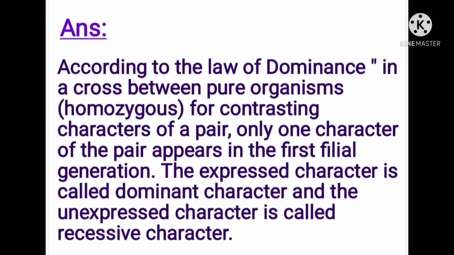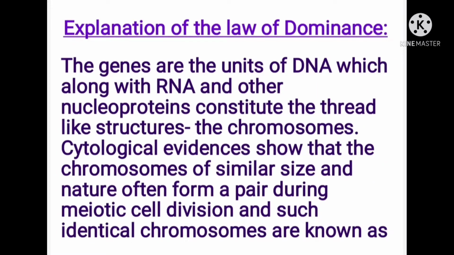Answer. According to the law of dominance, in a cross between pure organisms for contrasting characters of a pair, only one character of the pair appears in the first filial generation. The expressed character is called dominant character and the unexpressed character is called recessive character. Explanation of the law of dominance.